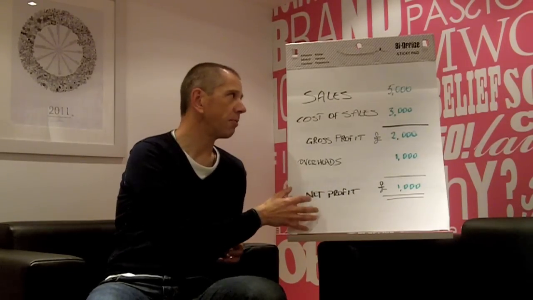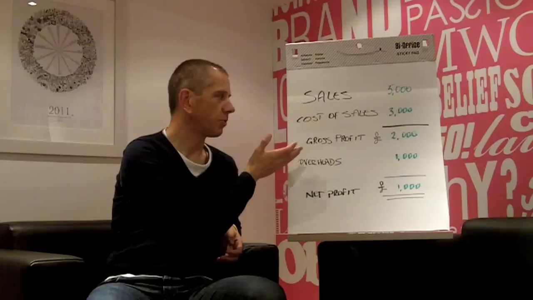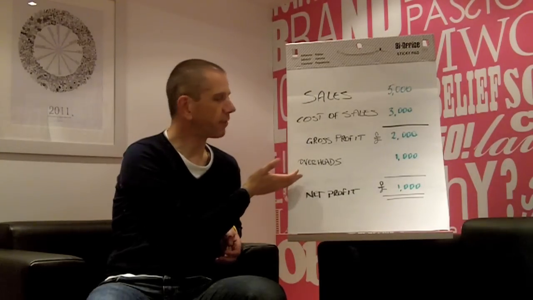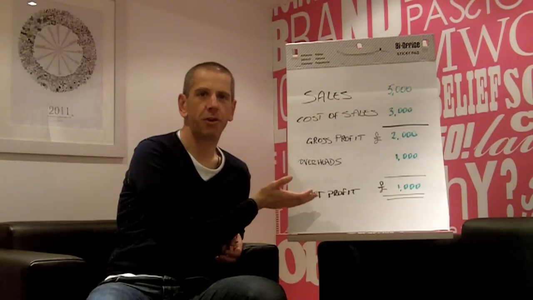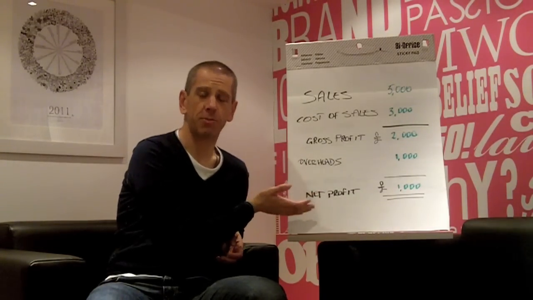But in its simplest form, sales minus cost of sales equals a gross profit. Take off the overheads, and that leaves you with your net profit at the end of the day. That's a profit and loss account.